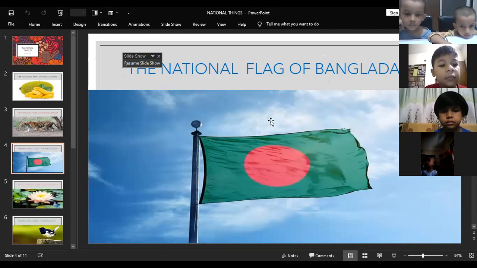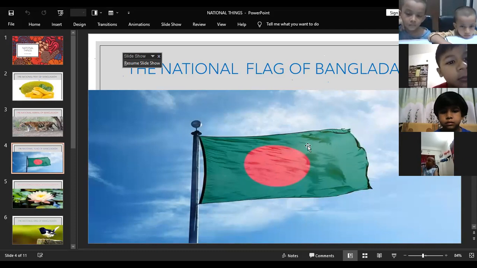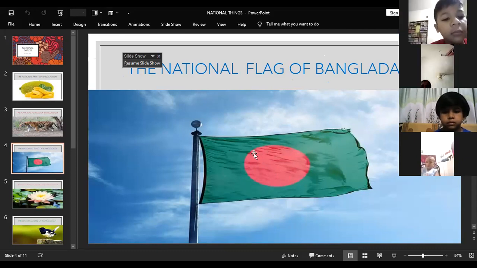Okay, see? This is the national flag of Bangladesh. There are two colors in our national flag. This is green and this color is red. Do you know what's the color? What's the color? Please tell me. Green and red. Yeah, very good.